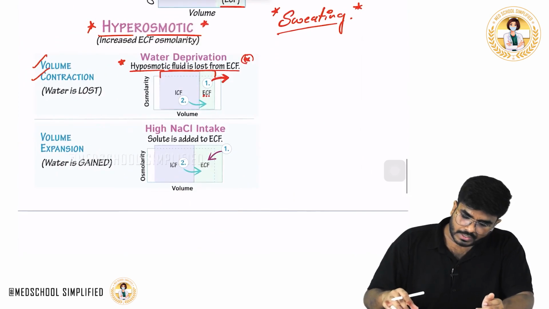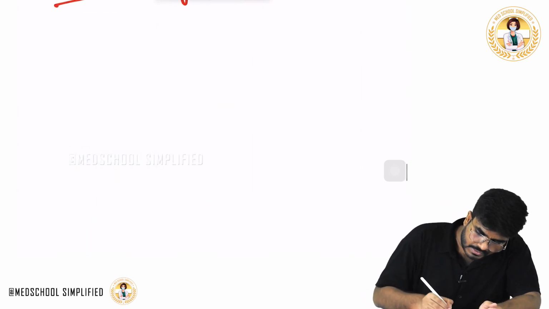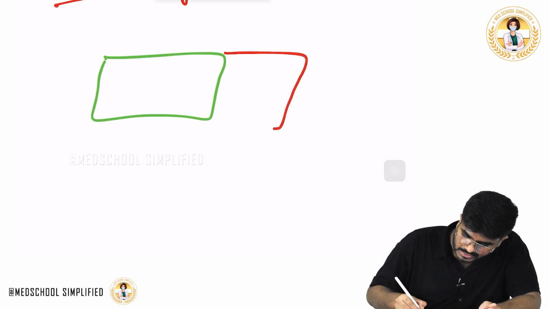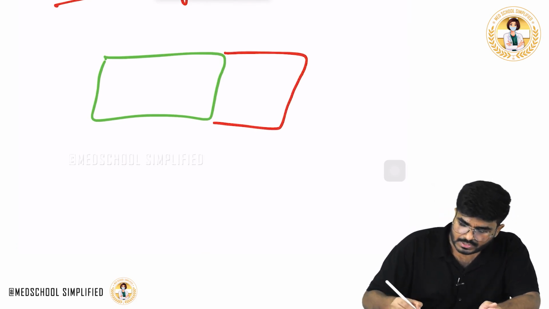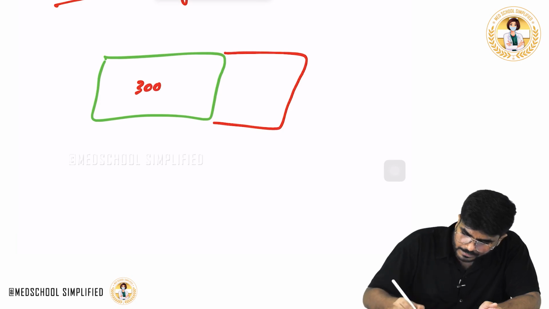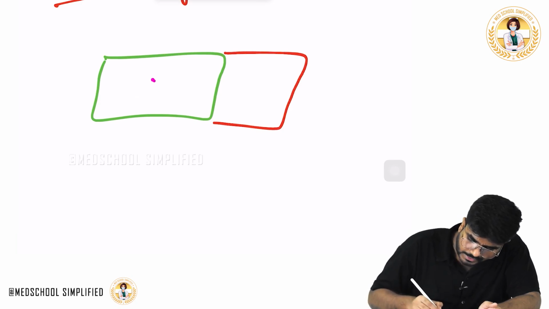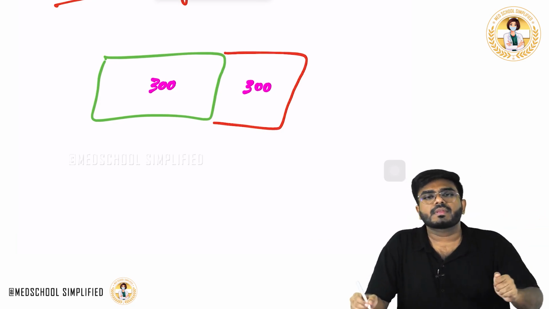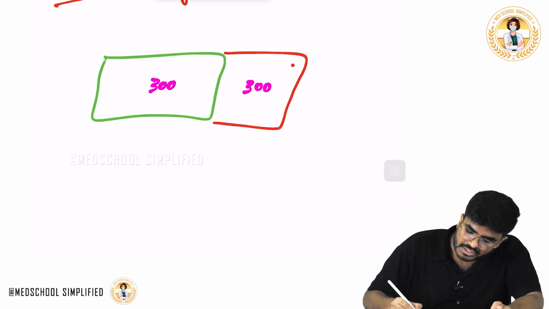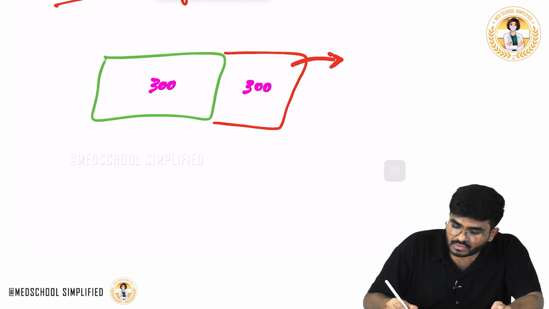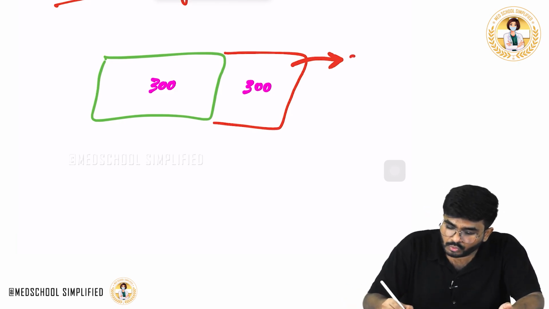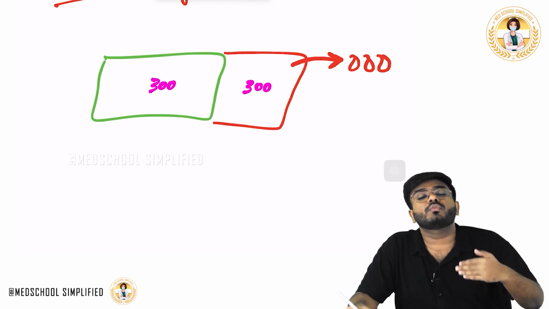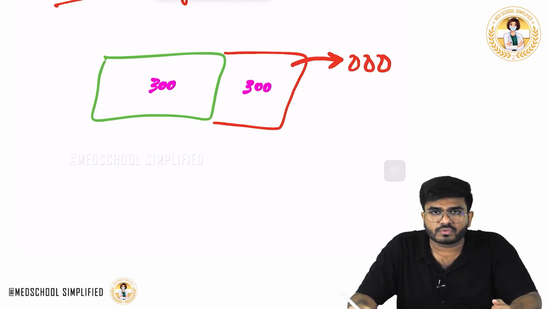For example, let me put it this way. Here I am talking about the intracellular fluid, and here the extracellular fluid. Here it is 300, and here also 300, osmolarity is the same. Now what is happening? As the patient is losing sweat, sweat is like a pure fluid, he is losing pure fluid out. Try to understand it that way. Hypotonic fluid is going out.